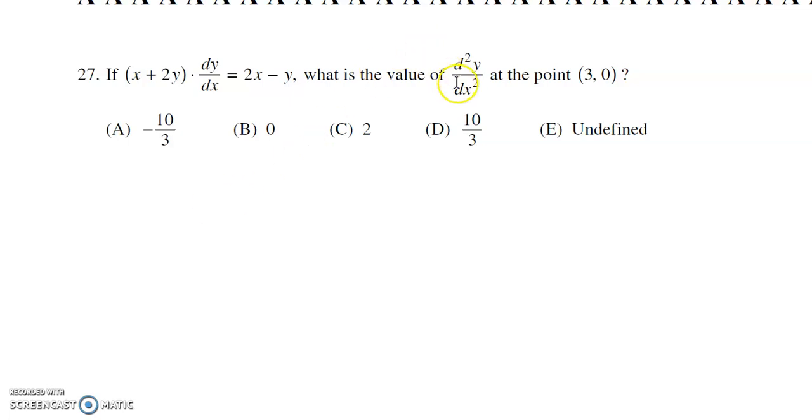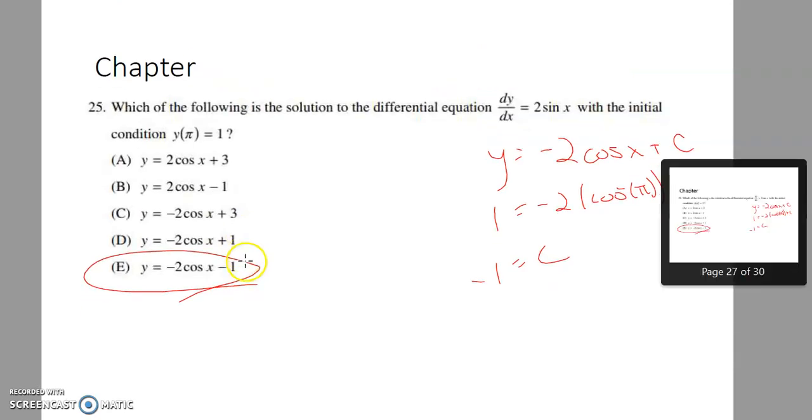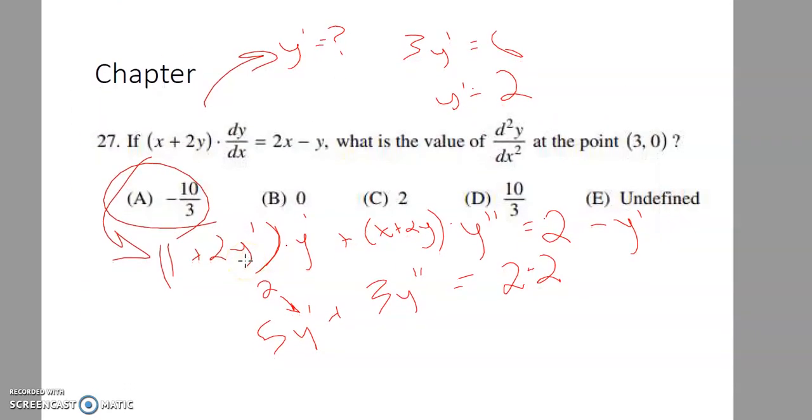Oh, I should also say, people always have trouble. What's this mean? This is a second derivative. All right, let's go over to 27 on here. Okay, the answer is A. Here's why. Okay, so this is the easy way to do this one.